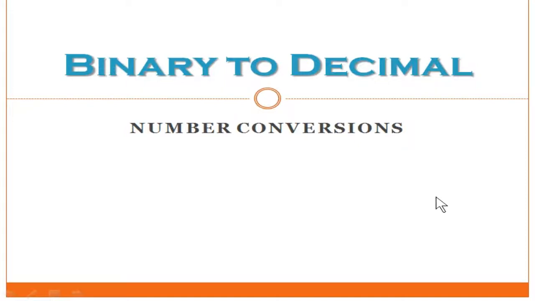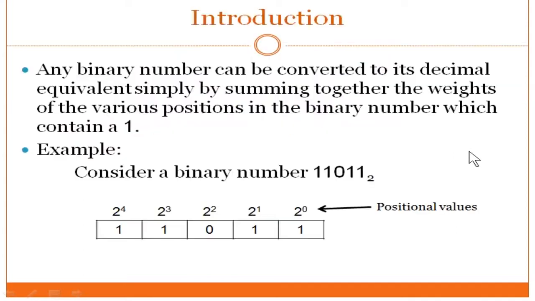Hello everyone. In this video, we are going to see a number conversion, that is binary to decimal. We already saw in the previous video how to convert decimal values to binary, including decimal fractions to binary. Here you are going to see the reverse process, how to convert binary to decimal. Any binary number can be converted to its decimal equivalent simply by summing together the weights of the various positions in the binary number which contain 1.